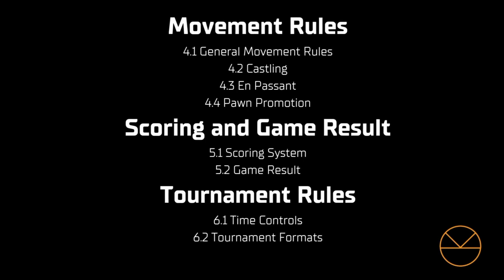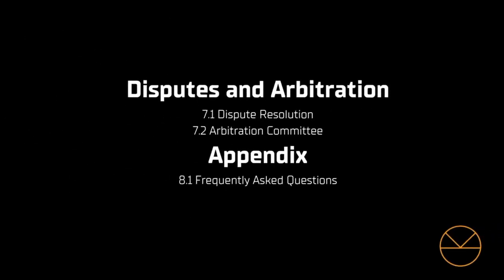Movement Rules. 4.1 General Movement Rules. 4.2 Castling. 4.3 En Passant. 4.4 Pawn Promotion. Scoring and Game Result. 5.1 Scoring System. 5.2 Game Result. Tournament Rules. 6.1 Time Controls. 6.2 Tournament Formats. Disputes and Arbitration. 7.1 Dispute Resolution. 7.2 Arbitration Committee. Appendix. 8.1 Frequently Asked Questions.